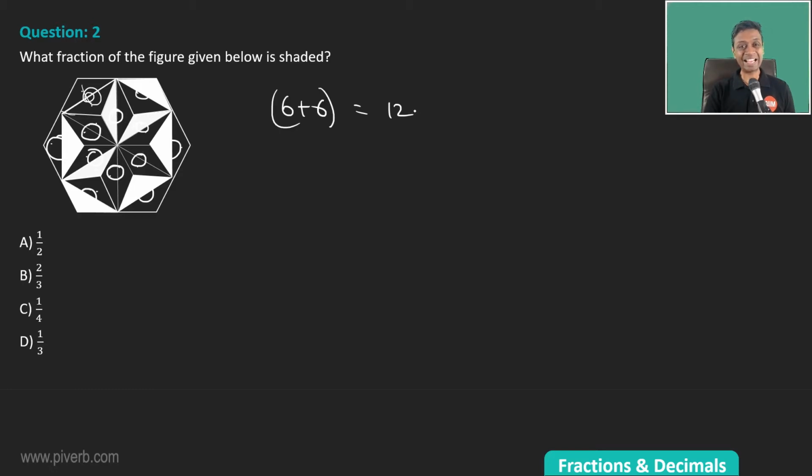12 surfaces. Each surface is similar to that of a rhombus. Each rhombus is 2 triangles. 12 into 2, 24 triangles are there. Overall, 24 triangles are there, where each triangle is like this shaded region.